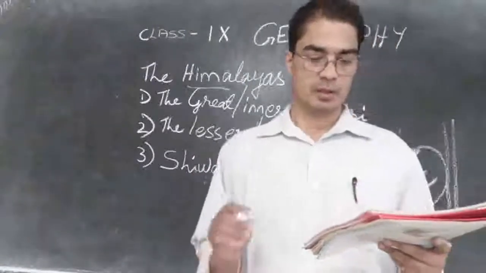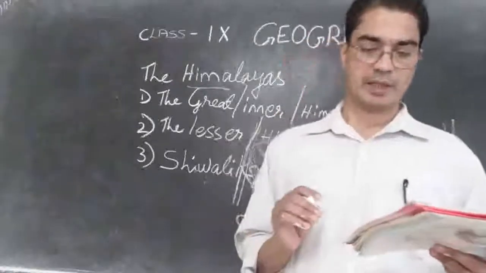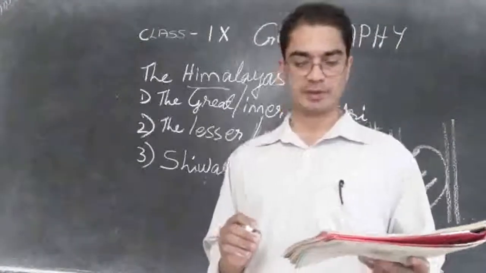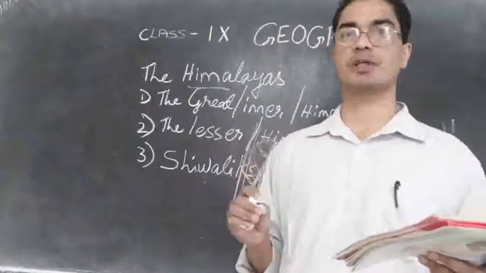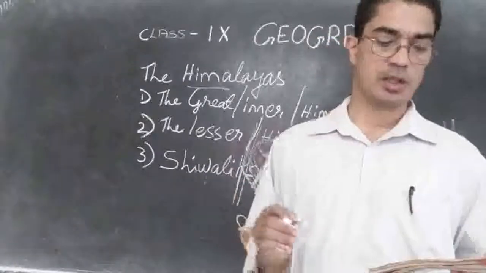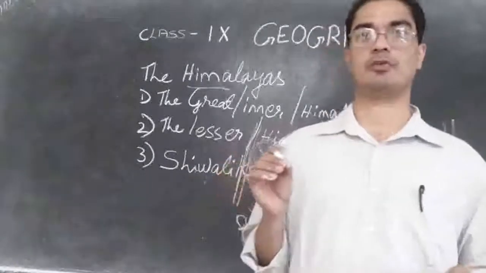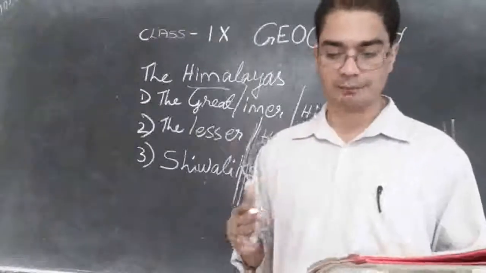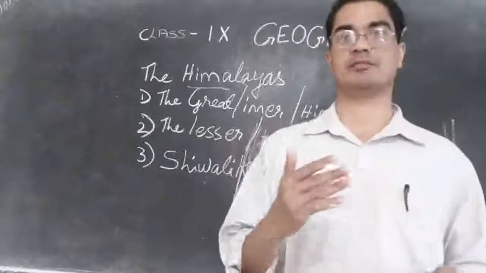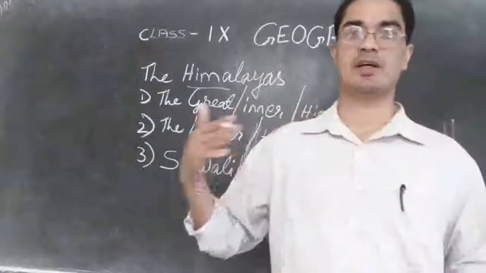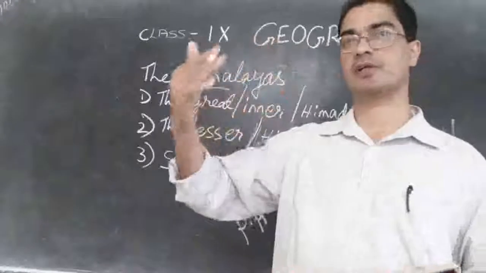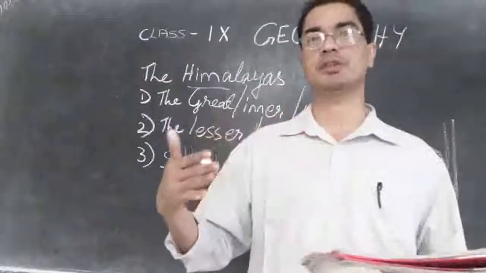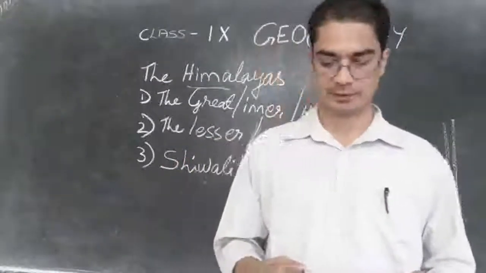Then, covered with dense forests, they mostly run as parallel ranges and valleys. So these mountains in the northeast are covered with dense forests. Most of the mountains are covered with forests and they are running as parallel ranges. So one mountain is there, another mountain is there. Just like the Himalayas have three ranges, they are also running parallel. And between different ranges there will be valleys.